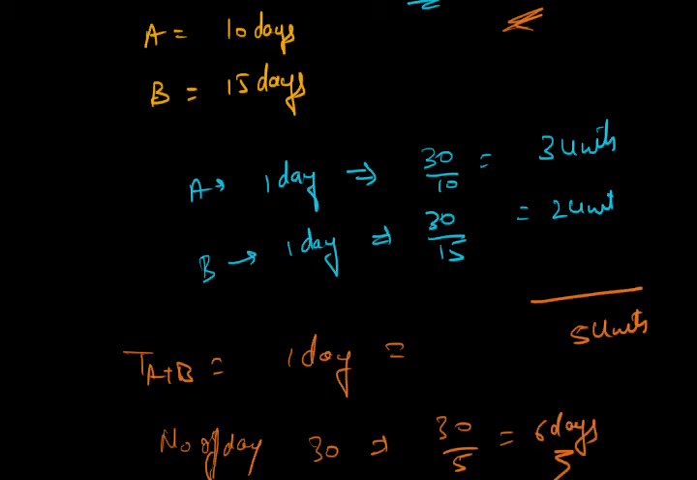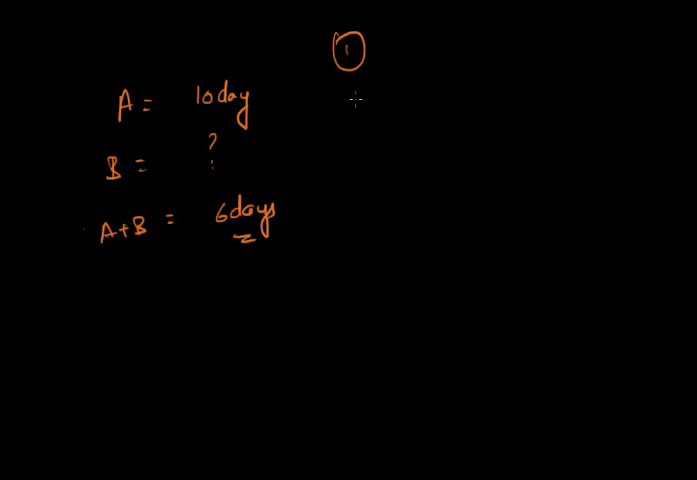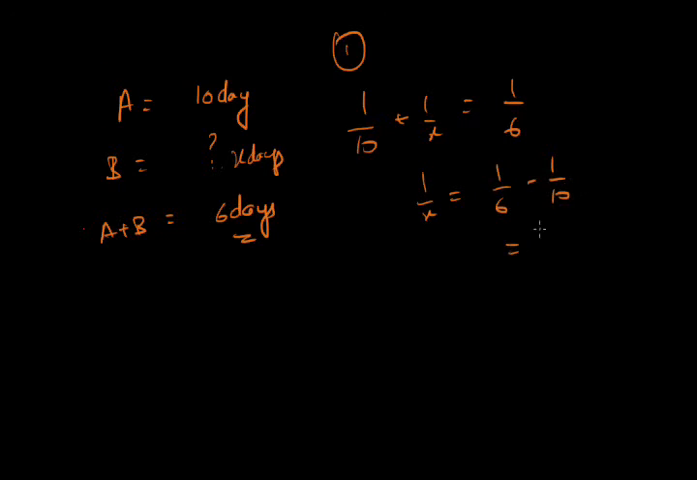The answer is right. Is there another way to solve the problem? Now, next it can be asked: A can do a piece of work in 10 days. B is an unknown quantity, and A plus B combined can do the work in 6 days. Now, how do we solve this? The first method was the 1 day work. So here we can easily say the 1 day work of A is 1 upon 10. Let's assume B takes x days. So 1 upon 10 plus 1 upon x equals 1 upon 6, right? Now 1 upon x is 1 upon 6 minus 1 upon 10, which is 1 upon 15. Therefore x is 15. This is the first method, right?